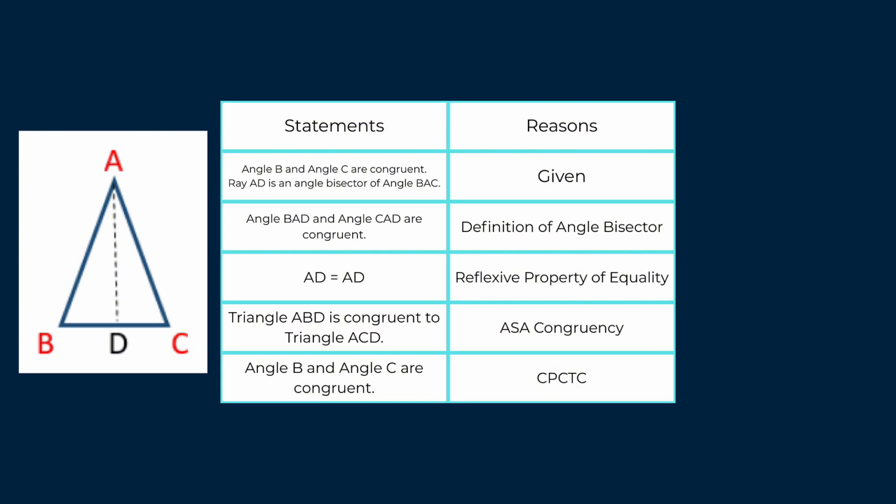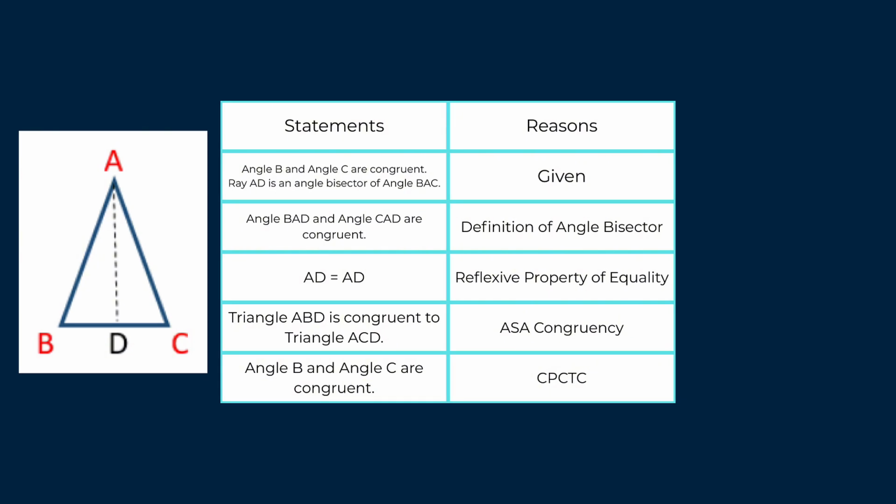So let's take an example. Angle B and angle C are congruent. So we know that those two are congruent. Ray AD is an angle bisector of BAC. Those are given. And angle BAD and angle CAD are congruent because that's the definition of angle bisector. It splits the angle into two, leaving two congruent smaller angles. That's why angle BAD and angle CAD are congruent.